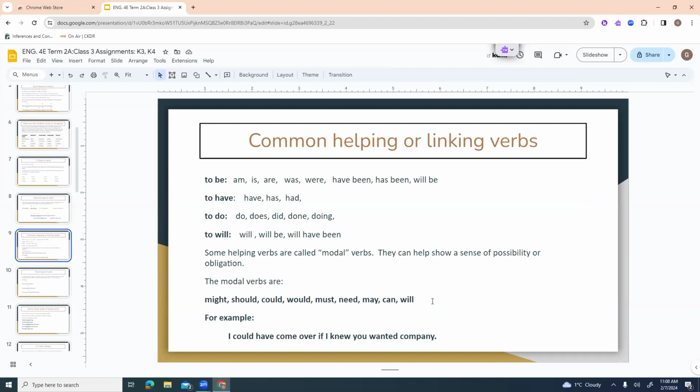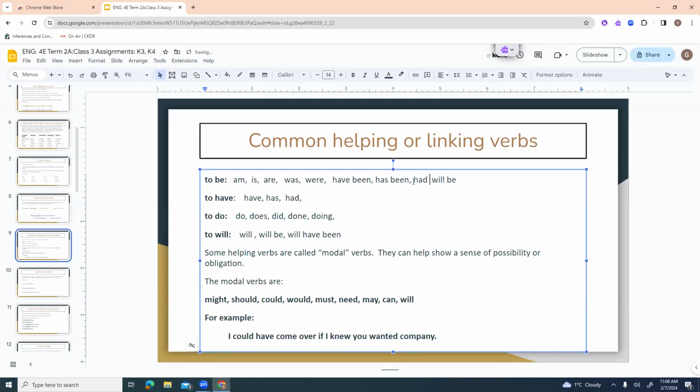Some common helping or linking verbs. To be can work out too. Am, is, are, was, were, have been, has been, will be, and just thinking about this, we also would have had been. So those are all helping verbs. For the verb have, we got have, has, had. For do, we have do, does, did, done, and doing. Will is pretty easy because it kind of sounds the same. Will be, or will have been.